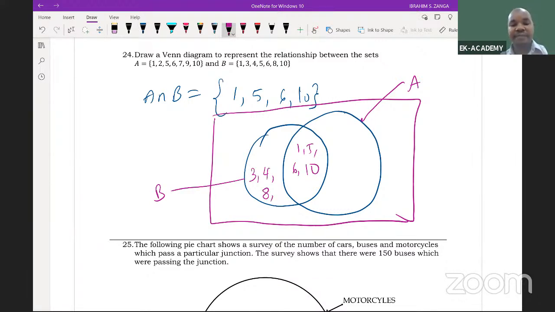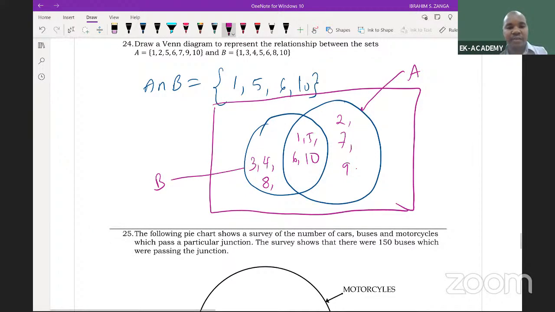We're done with that. What about A? A only, you have 2, you have 7, you have 9. So we have already represented the two sets in a Venn diagram.